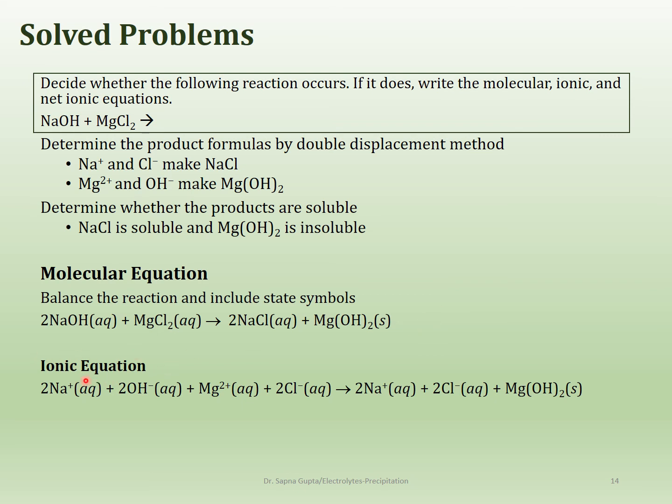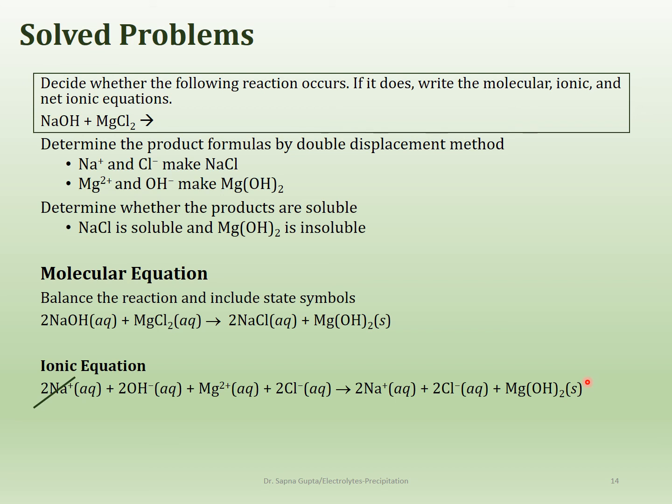In the ionic equation, you separate everything out. So that means you have 2 sodium, 2 hydroxide, 1 magnesium, 2 chloride. Do not write it as Cl2, please write it as 2Cl minus, because these are chloride ions, not Cl2 gas. If you write Cl2, that would be a gas. So 2Cl minus, and then on the product side, you still have the 2Na, the sodium ions, and the 2 chloride ions coming from here, and then of course the magnesium hydroxide, which was a solid.